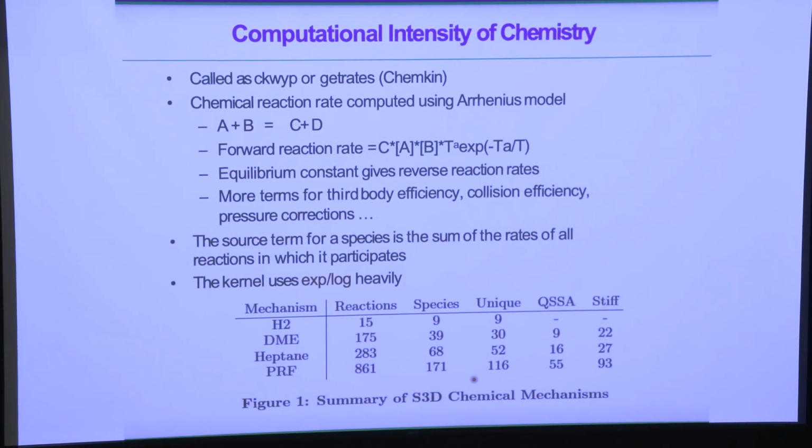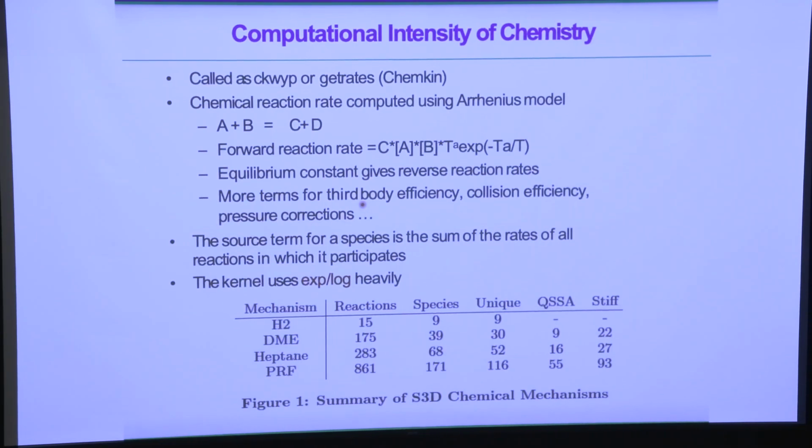The forward reaction rate depends on a pre-exponential multiplier multiplied by the concentrations of the reactants times the temperature raised to a power, and then it has this nasty transcendental function, the exponential, raised to the ratio of the activation energy to the temperature. So this is highly nonlinear and highly expensive to evaluate. Then we get the reverse reaction rates, so that gets us the forward reaction rate. The reverse reaction rates are computed from the equilibrium constant.